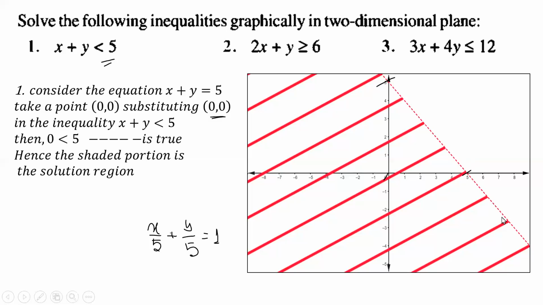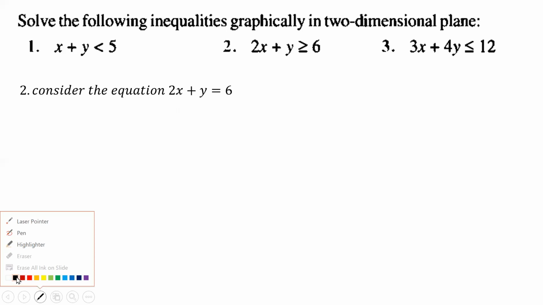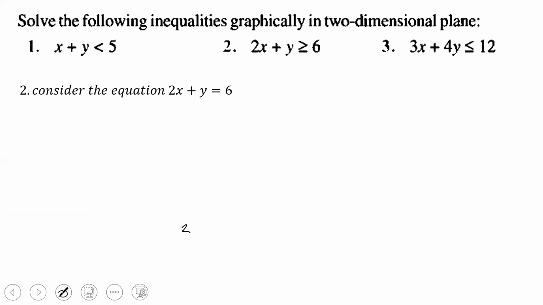Okay, clear? So moving to the next problem. So next is number 2, 2x plus y greater than or equal to 6. Same as before, just consider the equation 2x plus y equals 6. Now if 2x plus y equals 6, then tell me the intercept form of this line. That means 2x by 6, that is x by 3 plus y by 6 equals 1.